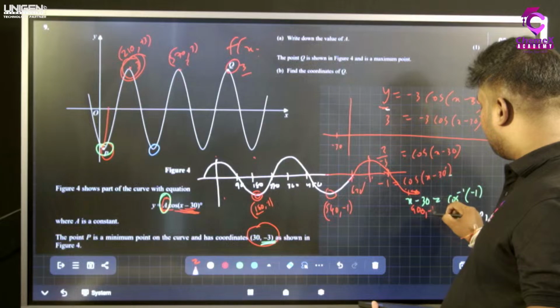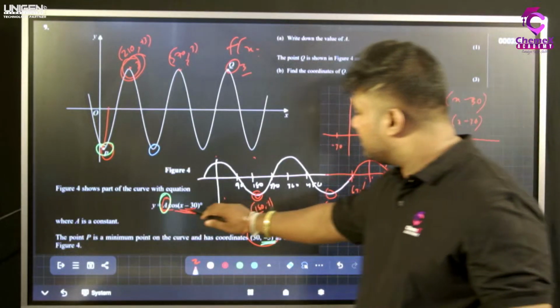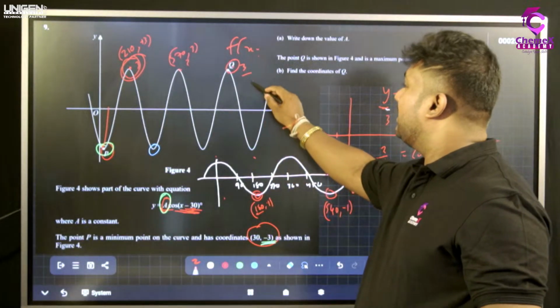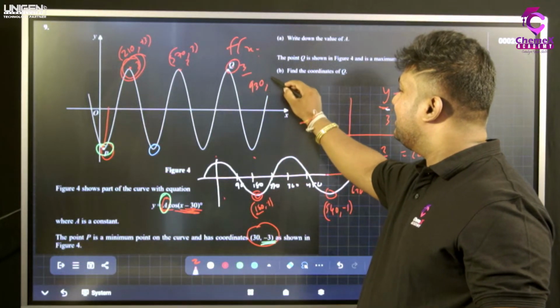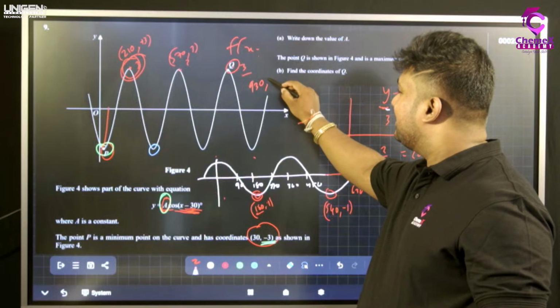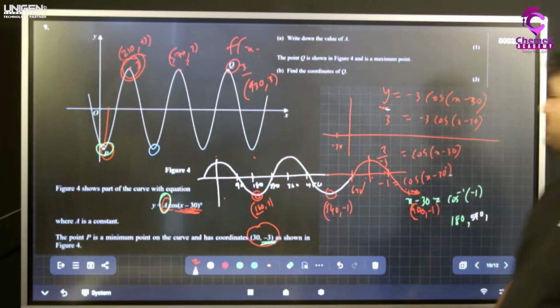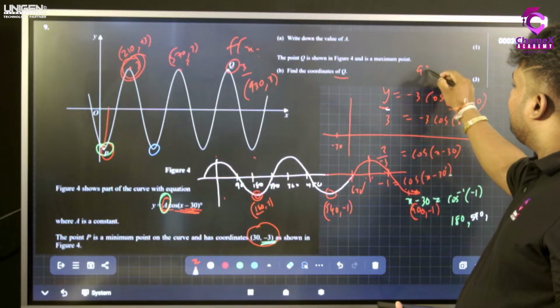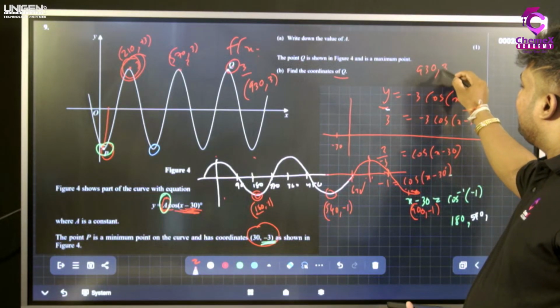But 900 happens here, 900 minus 1. But what is this going to be? Since it's minus 30, what's this coordinate? 900, right, 930. What is the y value? 3. So easy. So what's the answer then? Q coordinate 930, positive 3.